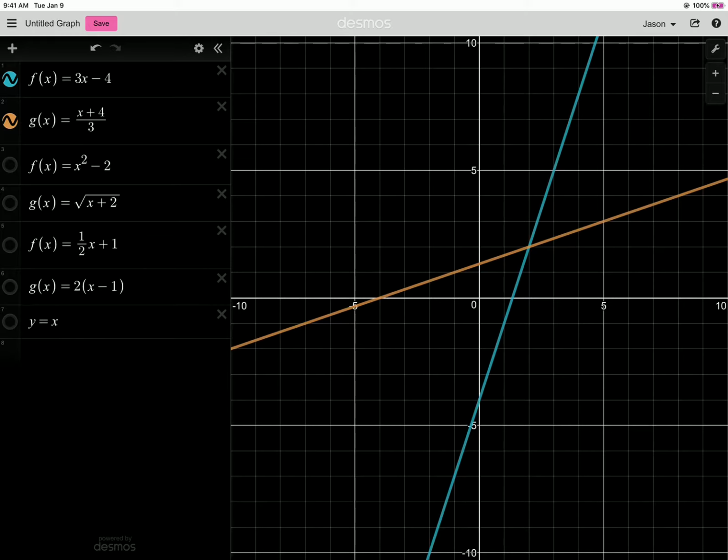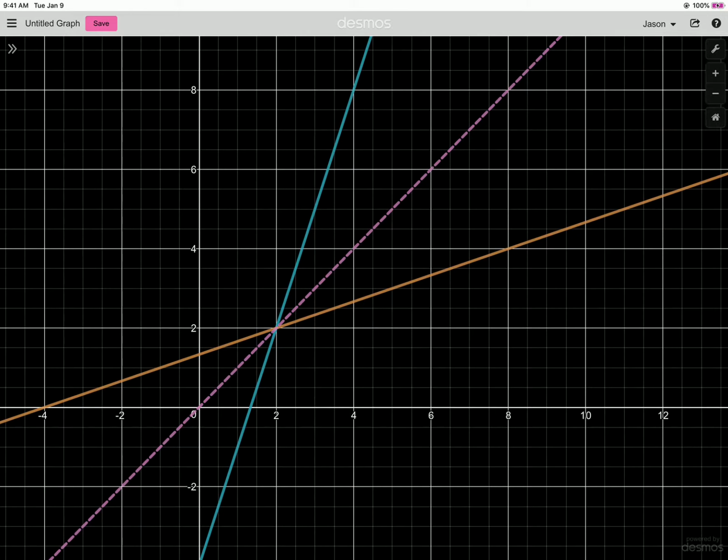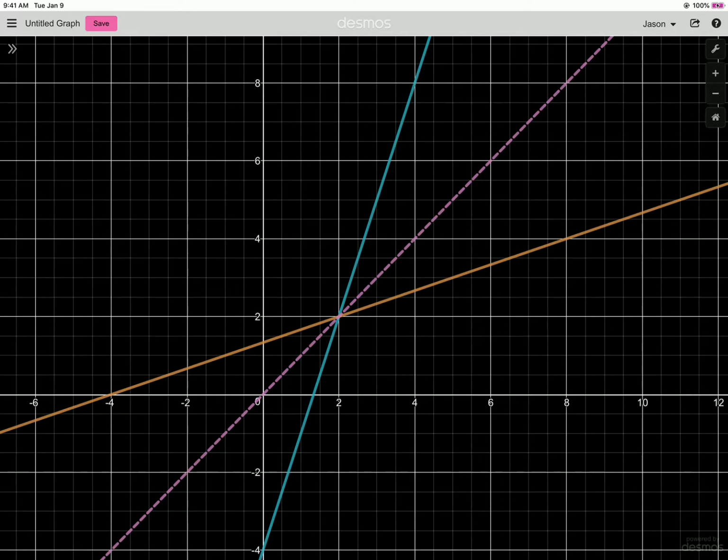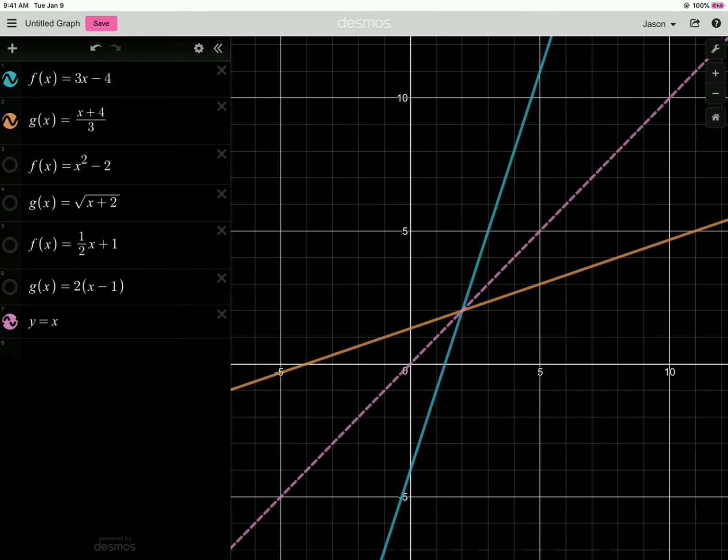Okay, welcome back. What does it mean on the graph to be inverses? Well, remember we're switching the y and the x. So I'm going to turn on the line y equals x. I'm going to make it dotted so it's different than the others. If I turn on the line y equals x, you can see that our functions here that are inverses of each other, they're reflections. If I flip that blue line over the line y equals x, if I reflect it, I'll get the orange line. So they're a perfect reflection of each other over the line y equals x.